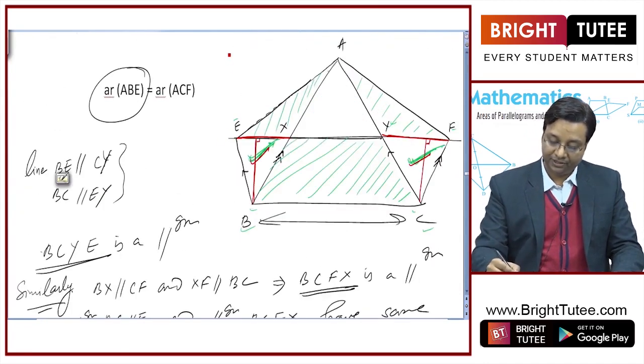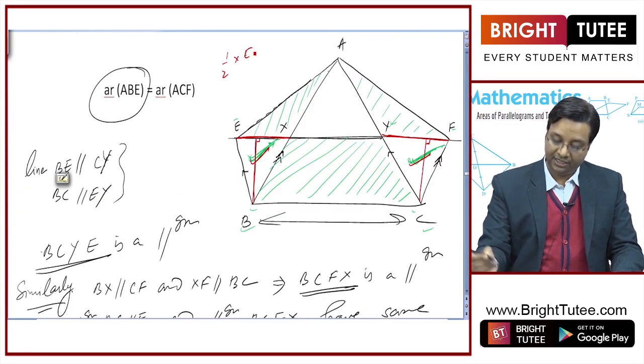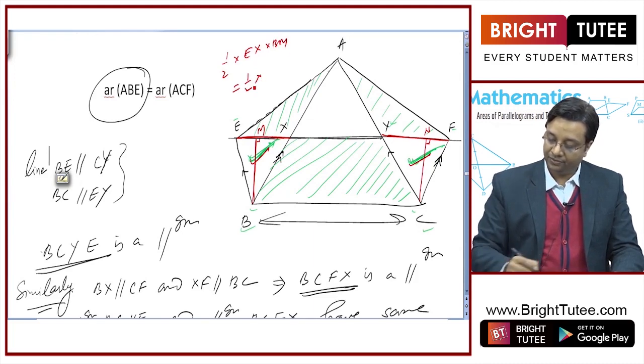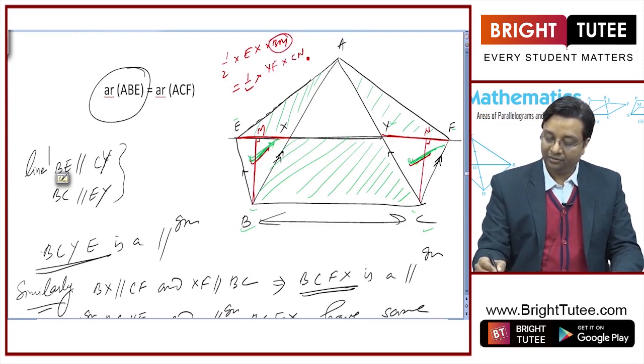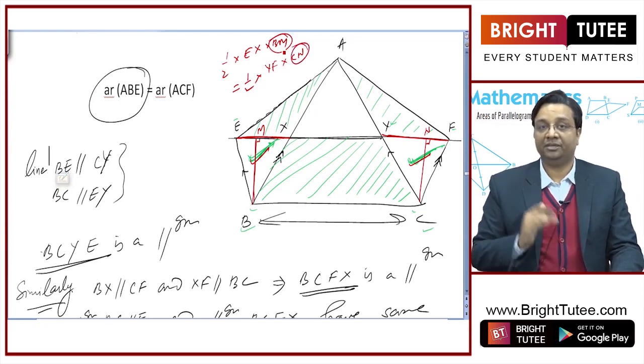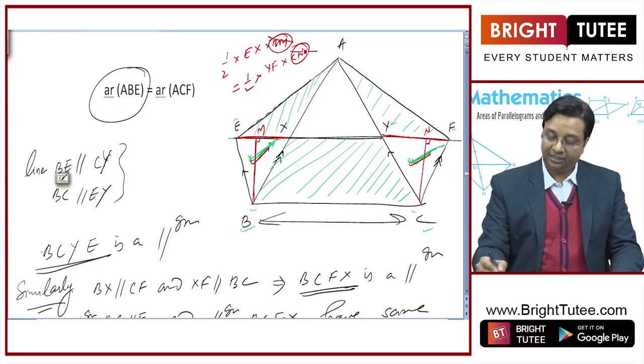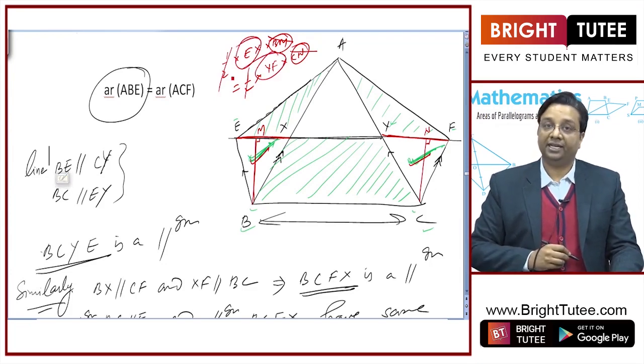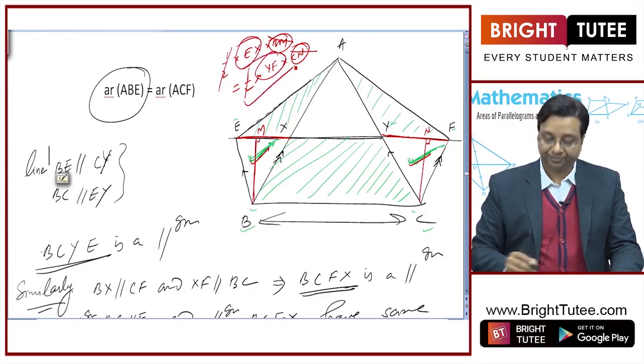I know half into EX into, let me denote it by BM and this by CN. Half into EX into BM is equal to half into YF into CN. Now BM and CN are equal because these are distances between same parallel lines. So I can cancel these. 1 by 2 can also be cancelled. EX will be equal to YF. This is what you need to write.